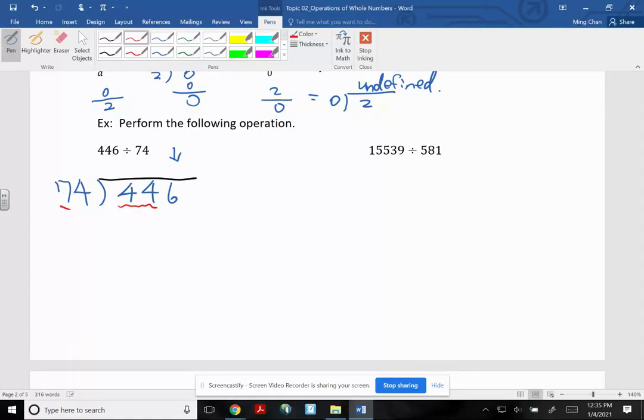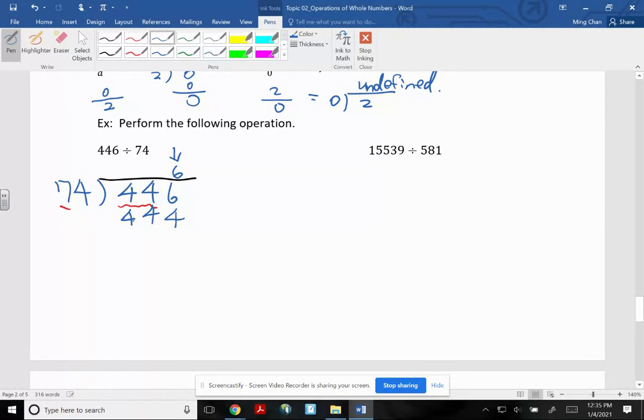Okay, so what about 7 times 6? 7 times 6 is about 46, so I'm going to try with 6 first. 6 times 4 is 24, carry 2. 6 times 7 is 42. 42 plus 2 is 44.